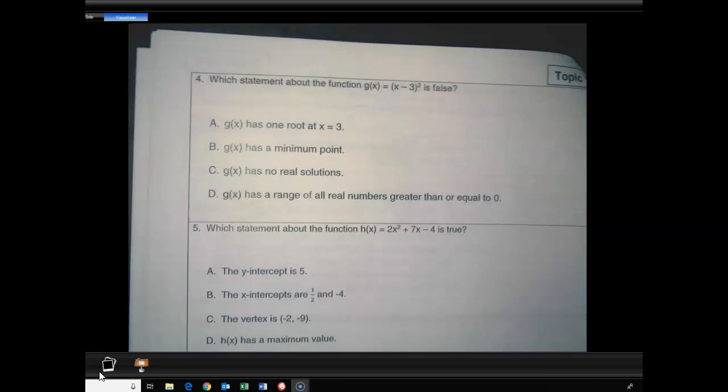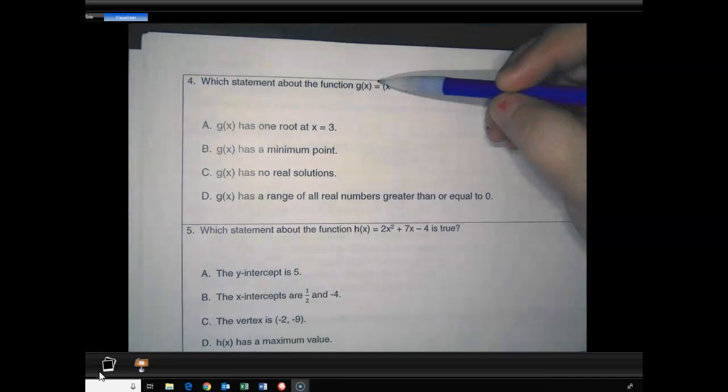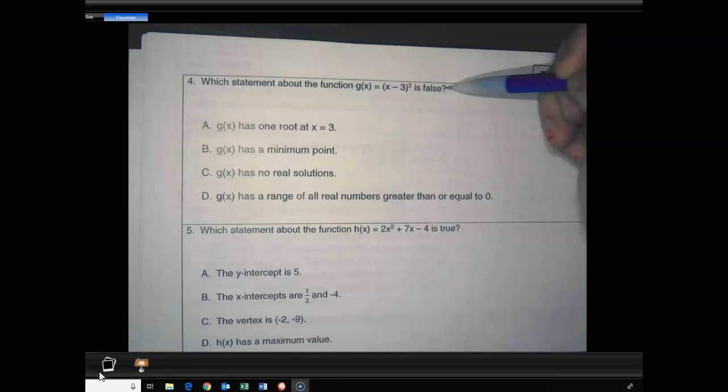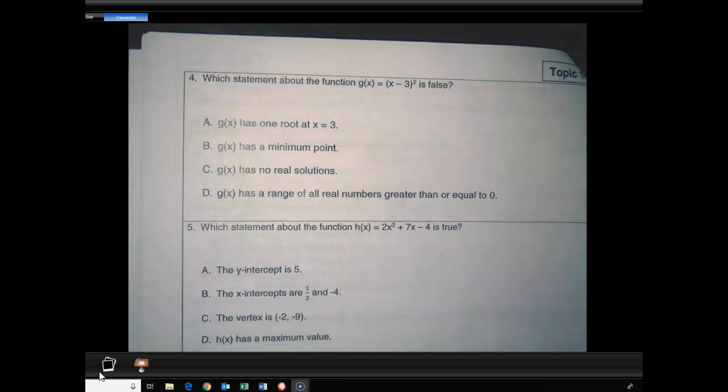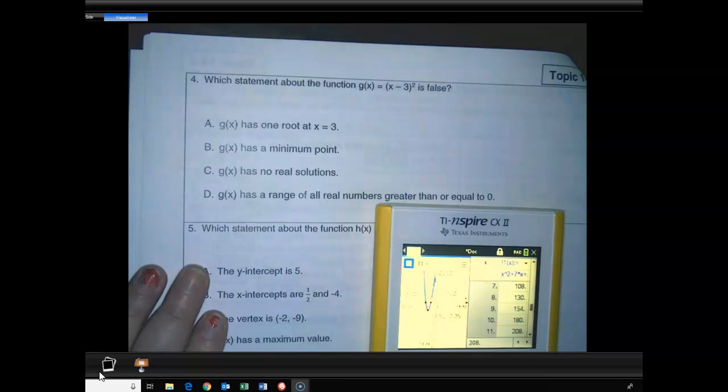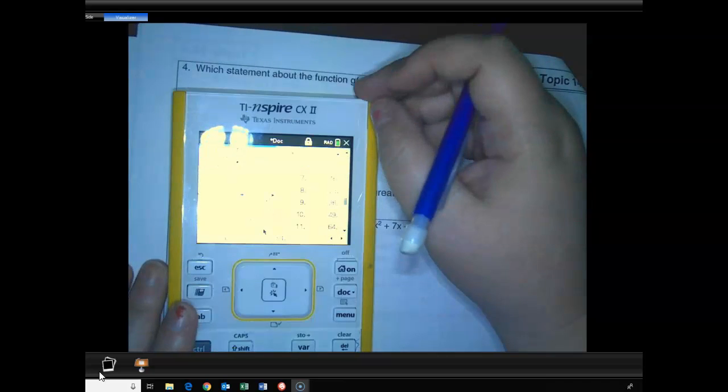Alright, so let's look at number 4. Which statement about g of x equals (x minus 3) squared is false? So I'm going to go to my calculator, and I'm going to put that in, and then I'll show you what it looks like. There's got to be a quick way to clear this out, but I have not figured that out. So I'm going to do parentheses x minus 3 close parentheses squared, and we'll graph it. Okay, so if I look, there's my graph.